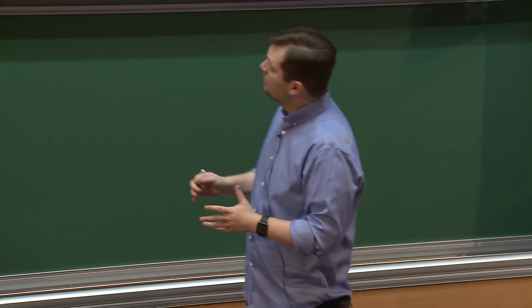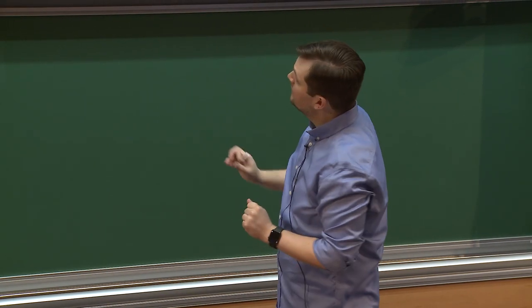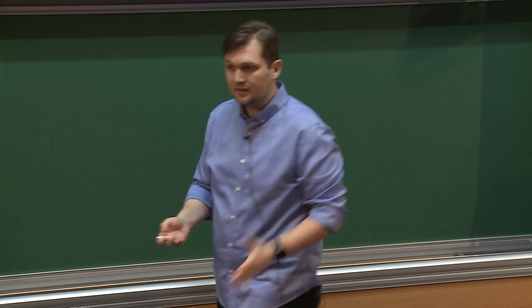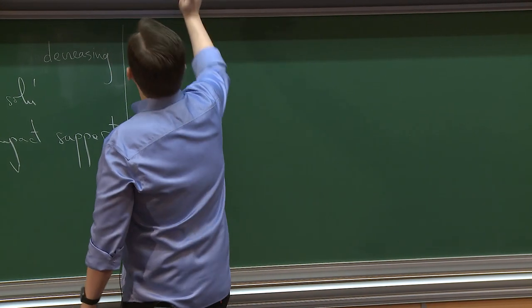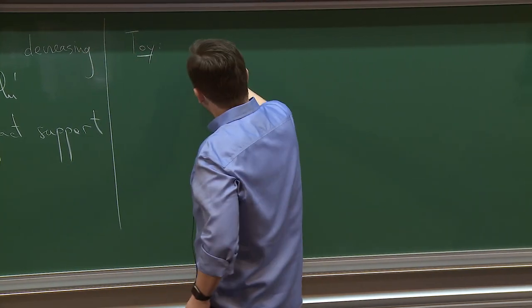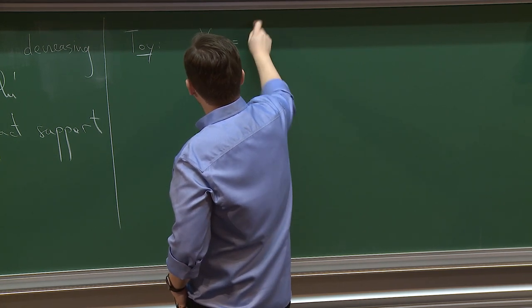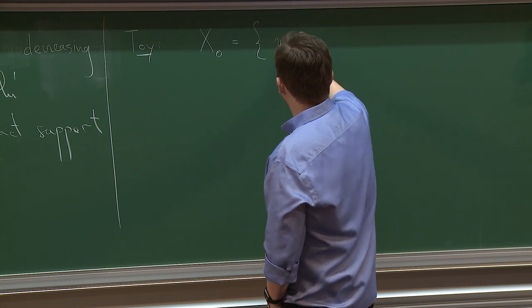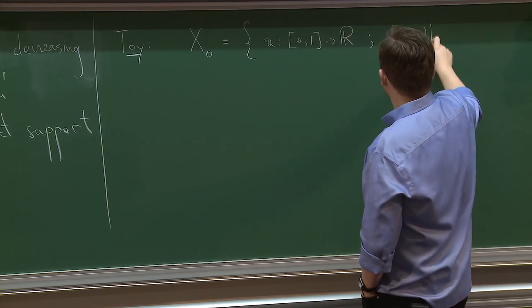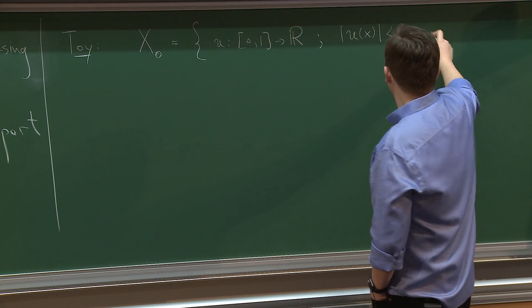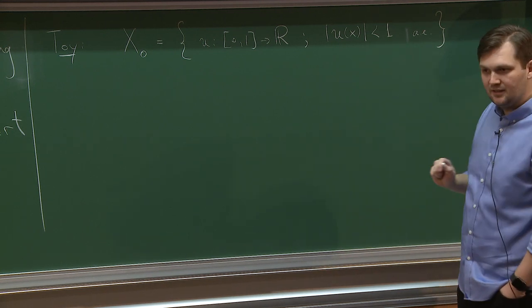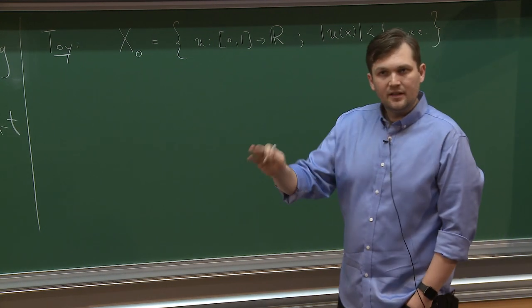So instead of giving you the proof of this statement, let me just say how you go from a subsolution to a solution for the toy problem that we discussed last time. So the toy problem is we want to look at the set X0, which is all functions u from (0,1) into R, such that u of x is strictly less than 1, almost everywhere. This X0 will be our subsolution set, because I've put strict. And I want to consider its closure in L2.